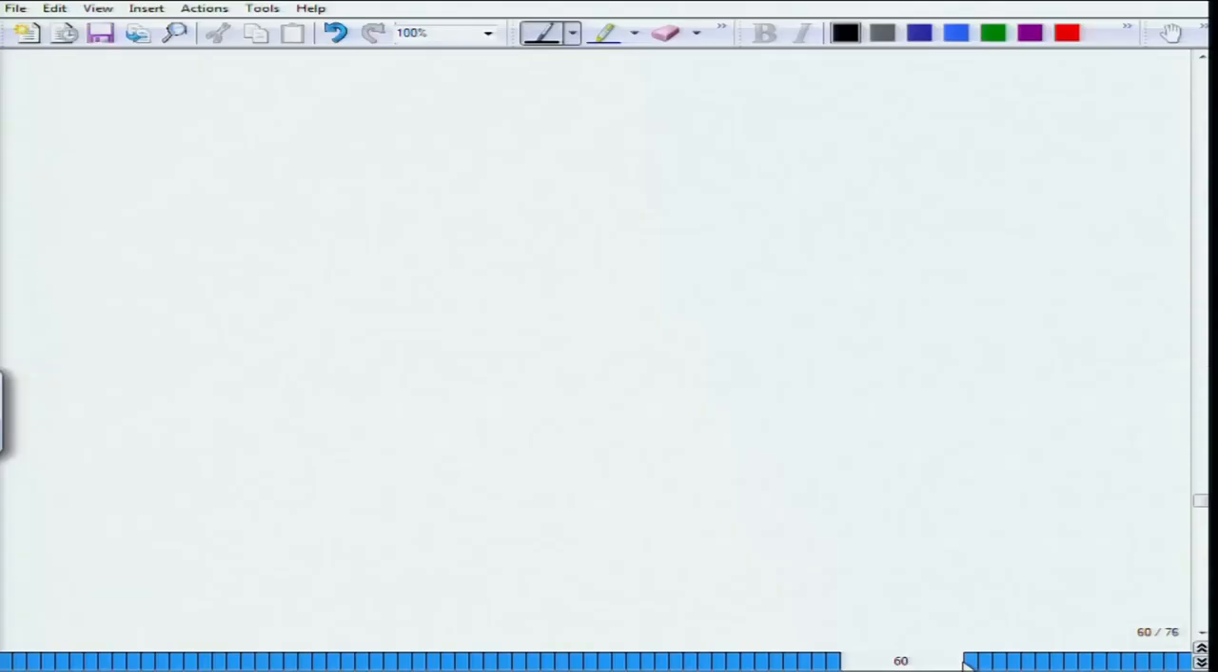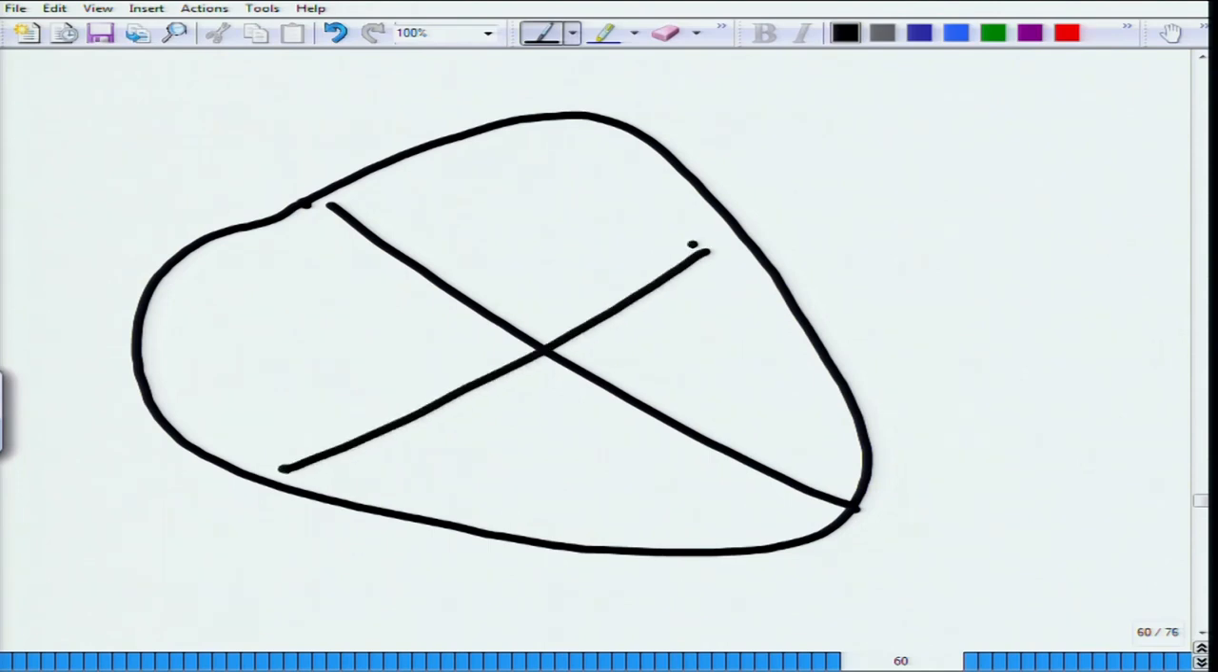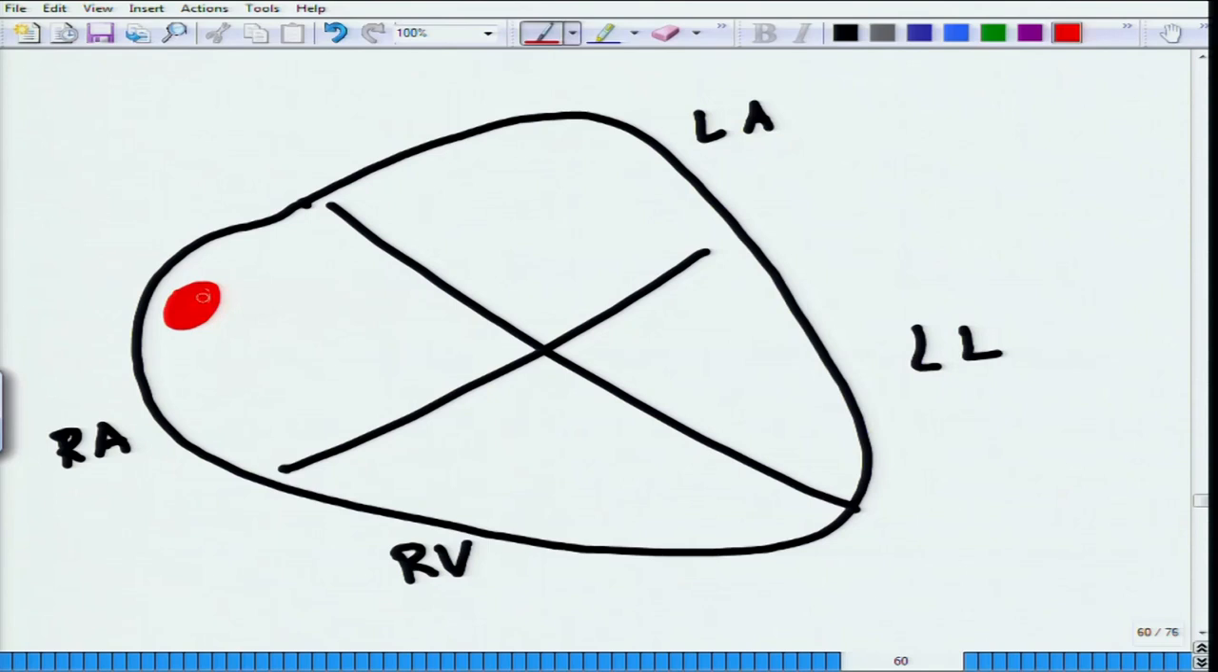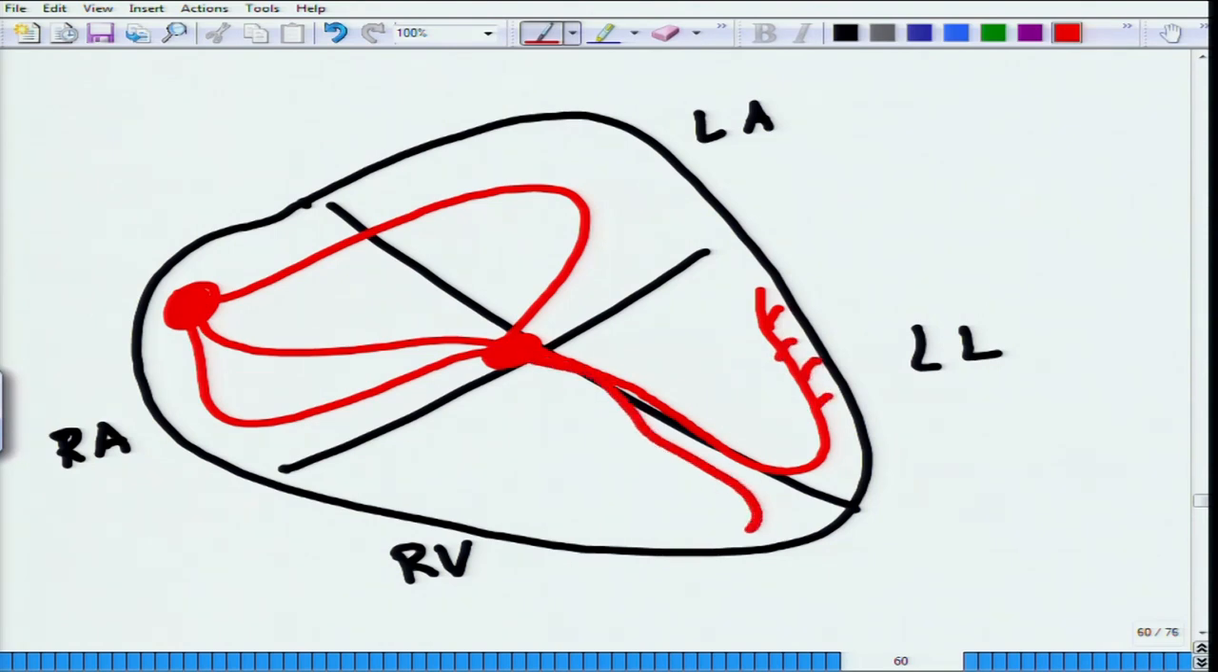So, moving back, if I redraw the circuit, these are the right atrium, right ventricle, left atrium, left ventricle, and this is where in the last class we talked about the SA node, and the SA node has this whole circuit. Here you have the AV node, and from the AV node the circuit moves like this. Okay. So, this is the SA node, this is the AV node, this part is the bundle that you see out here, and these are the Purkinje fibers.